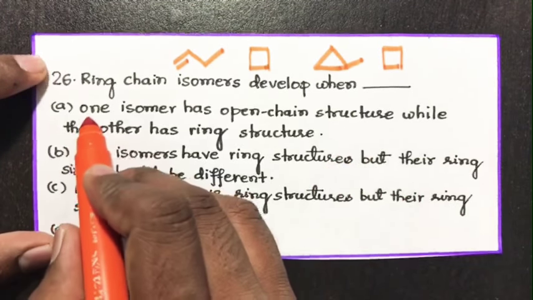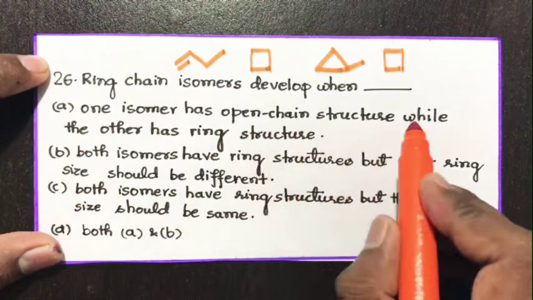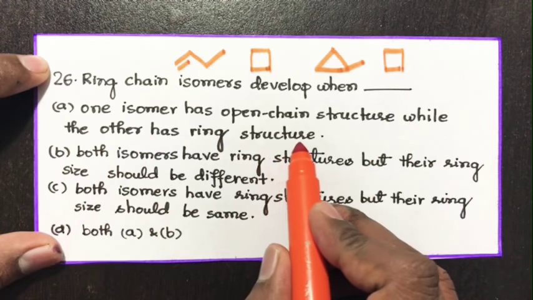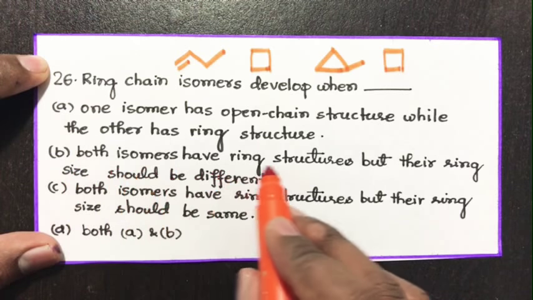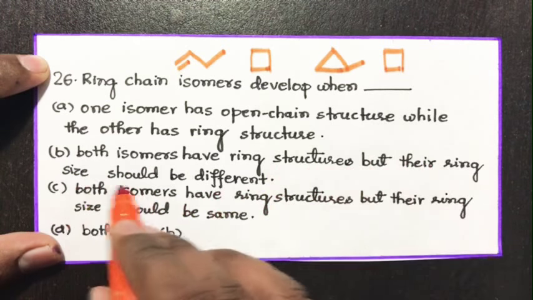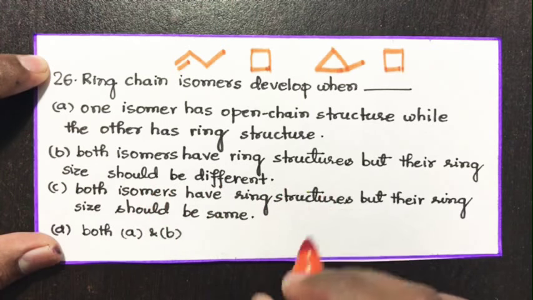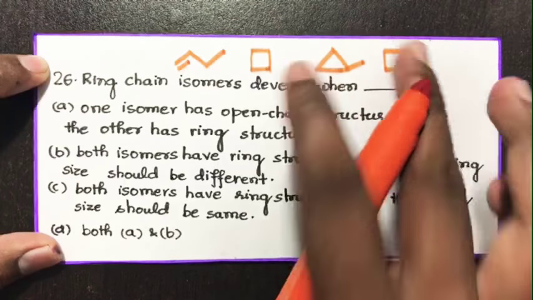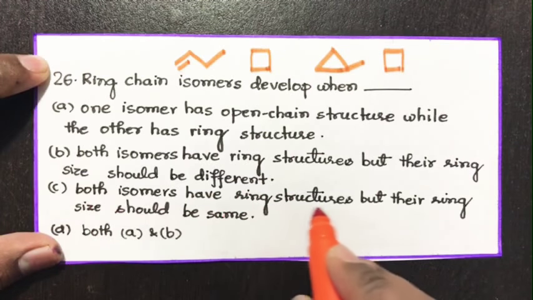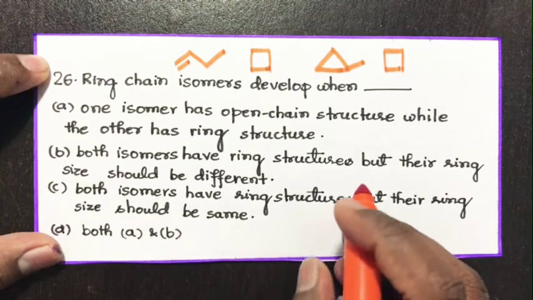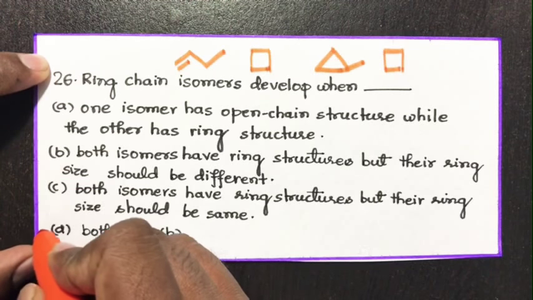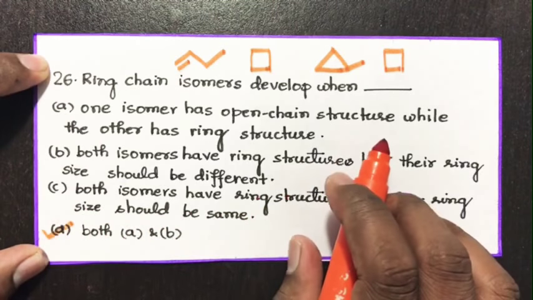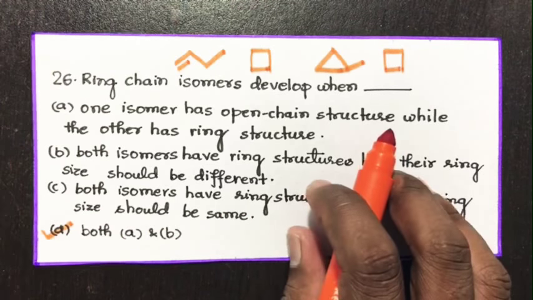So the first statement is: one isomer has open chain structure while the other has ring structure. This is correct. Now coming to the second one: both isomers have ring structure but their ring size should be different. Yes, this is also correct. This is the example of this one. Both isomers have ring structure but their ring size should be same? No. And option D is both A and B. So option D is the correct one. Both A and B will be the correct answer.